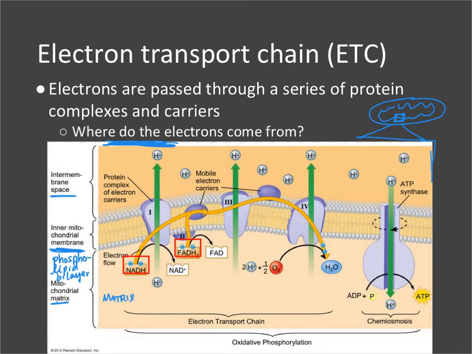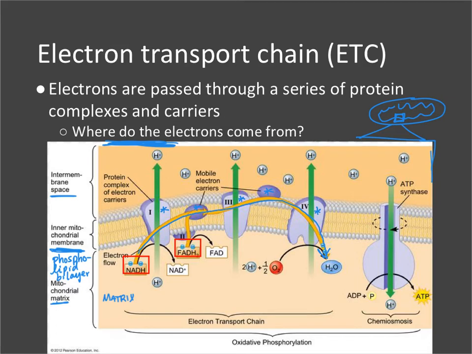As you can see, we've got multiple protein carriers and channels that make up this electron transport chain. Now, we're not going to worry too much about the actual names of each of these different proteins. We really care more about what they do. The main thing that happens is that electrons get passed through these protein carriers. Now, where do the electrons come from?